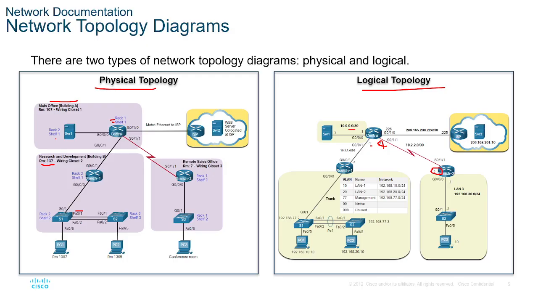Now, physical topology and logical topology. We talked about how we should have a physical and logical topology diagram in our documentation. Now, you see in the physical topology, we will have the main office, for instance, let's say it is the main office in building A, room 107, closet 1, rack 2, shelf 1, and so on. We will know the exact place of the routers.